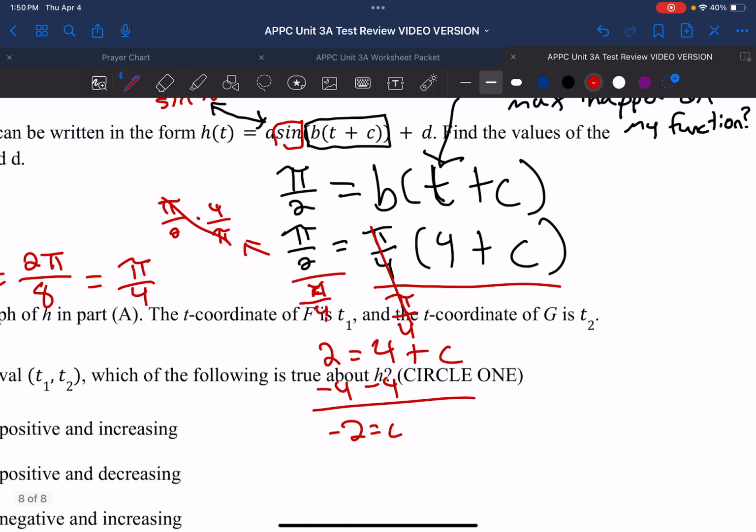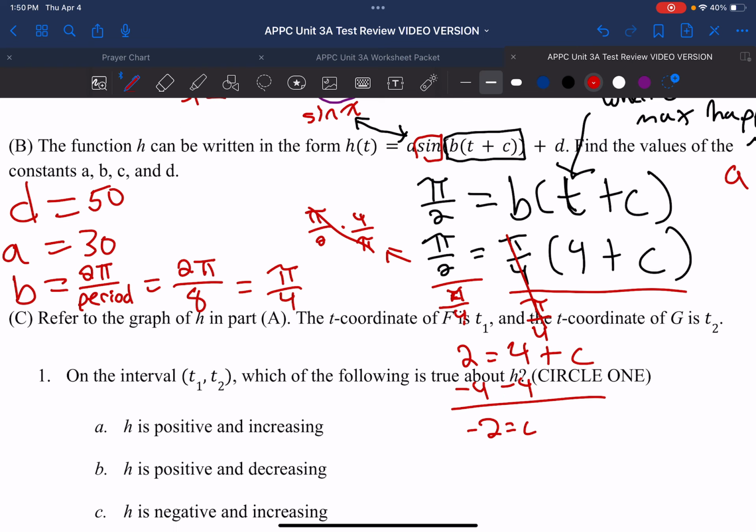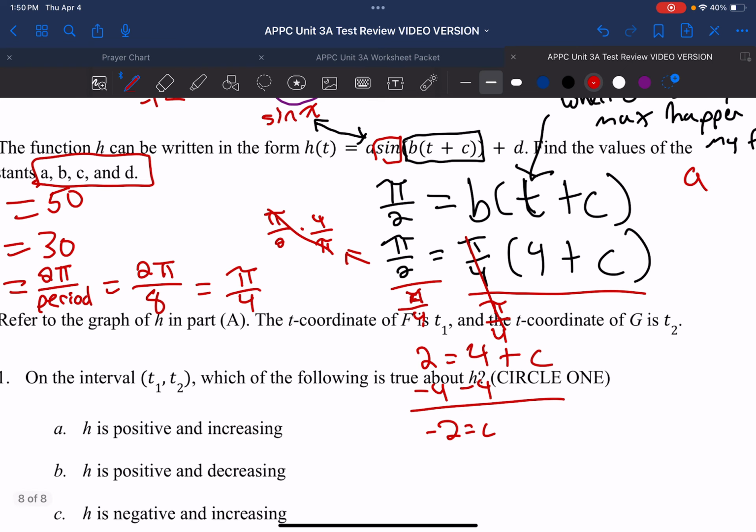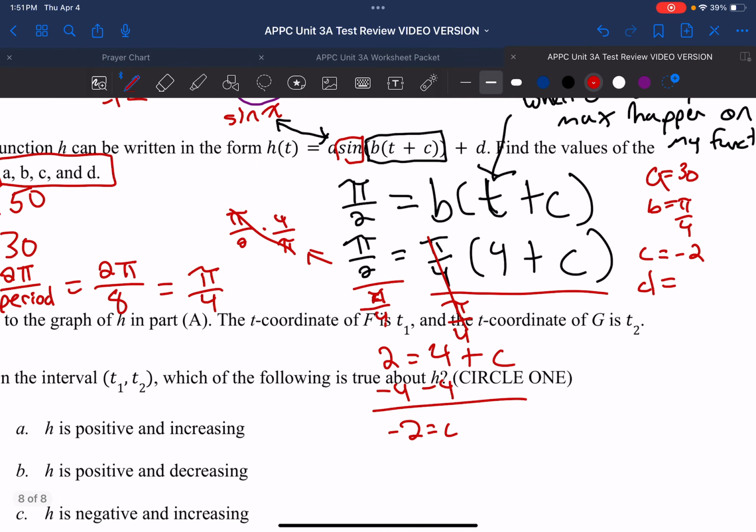So let's write out and box it in to be nice to me when I grade this. Please, please, please do that. So let's go in order. A is 30. B is pi over 4. C is negative 2. And D is 50. And that would be very helpful if you did exactly what I did right there. Write them out in order, A, B, C, D, and then box them in.